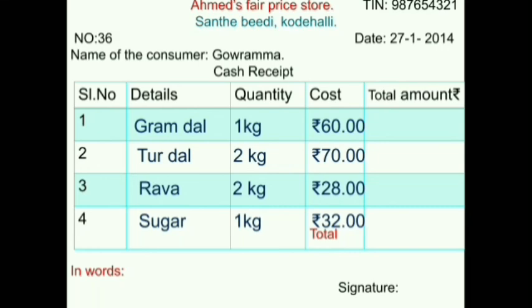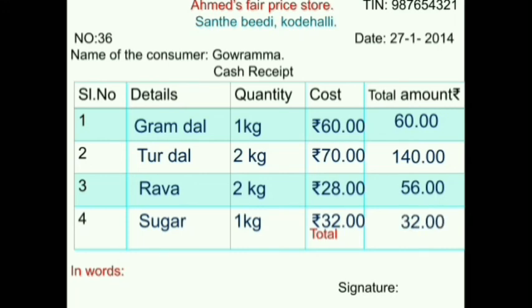They purchased 1 kg of gram dal. The total amount for this is the product of the quantity and the cost, which is 60 into 1 is equal to 60 rupees. The total amount for tur dal is 2 into 70 is equal to 140 rupees. The total amount for rava is 2 into 28 is equal to 56 rupees. The total amount for sugar is 1 into 32 is equal to 32 rupees.